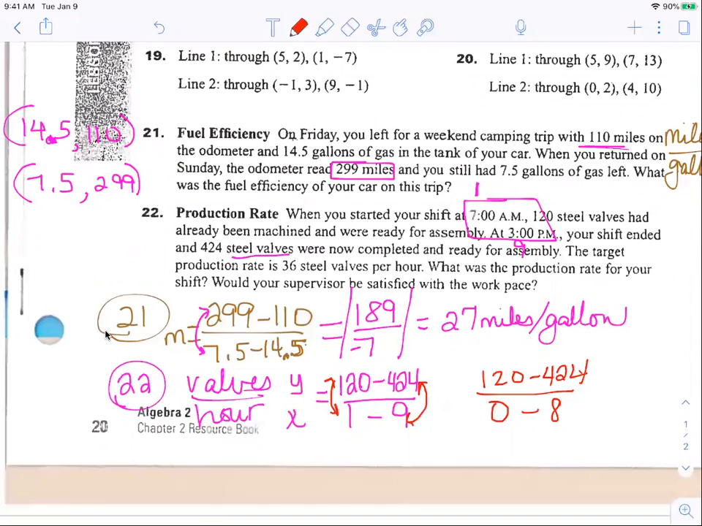So Ava, when you subtracted those, I know I get a -8 on the bottom. What number is on the top when we take 120 minus 424? -304. And then when you divide, you end up with a slope of? +38. Right, so 38, and then we're talking about valves per hour.